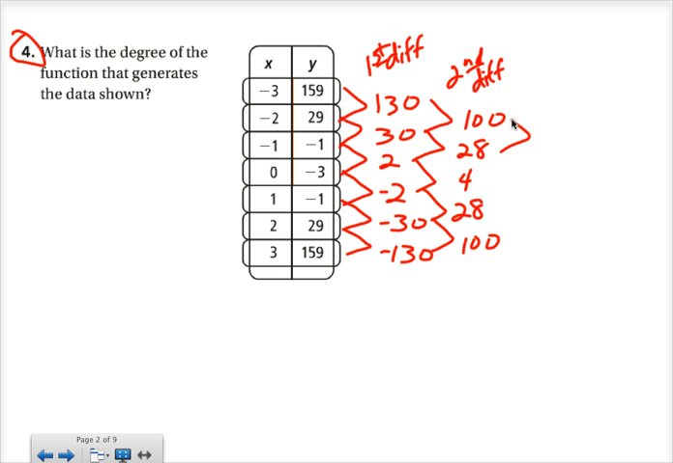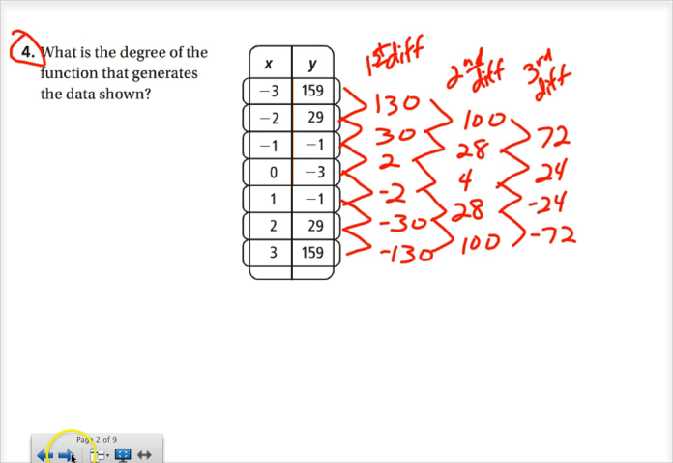So now I'm going after 100 minus 28, which would give me 72. 28 minus 4 is 24. 4 minus 28 would be a -24. And then 28 minus 100 would be a -72. That's my third degree difference. Still not seeing something common to both.